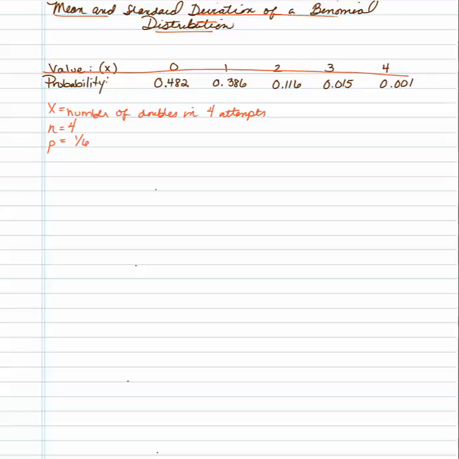Because you could get rolling snake eyes, which is 1, 1, 2, 2, 3, 3, 4, 4, 5, 5, 6, 6, out of 36, reduces to 1/6. And if you were to calculate the mean, you would do the value times its probability.